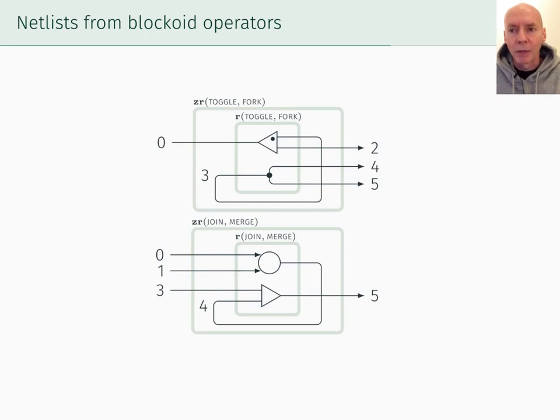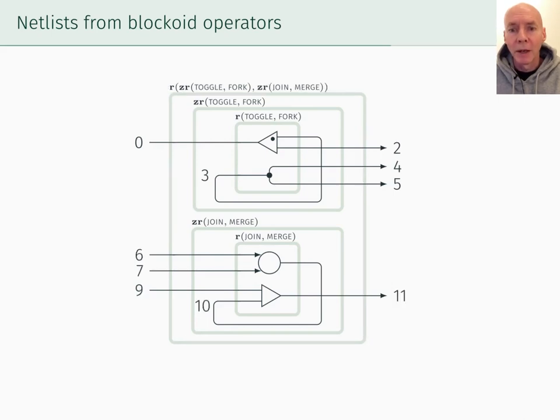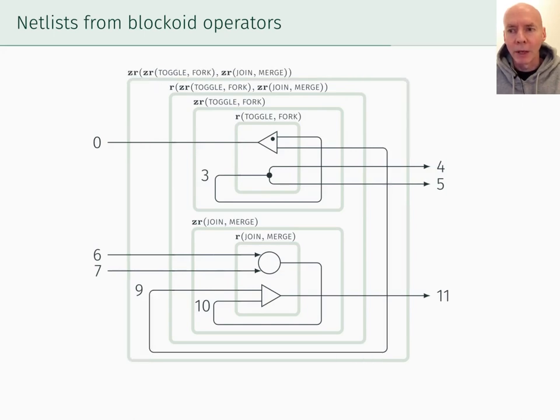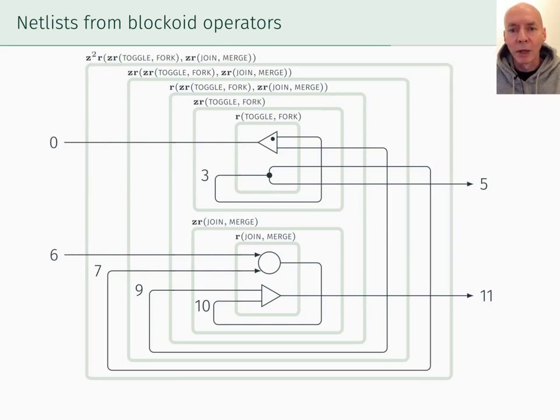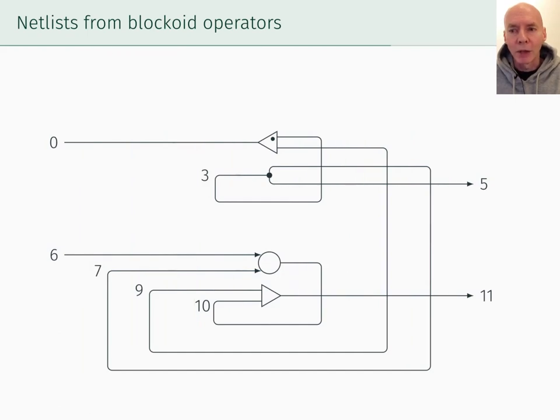So now the toggle and the fork both have a terminal numbered 3, and the merge and the join both have a terminal numbered 4. Then if we apply rack again, the terminals on the latter components start with 6. The Z operator now identifies 2 with 9, and another Z operator identifies 4 with 7. So the circuit diagram now has terminal numbers identified with all of its terminals.